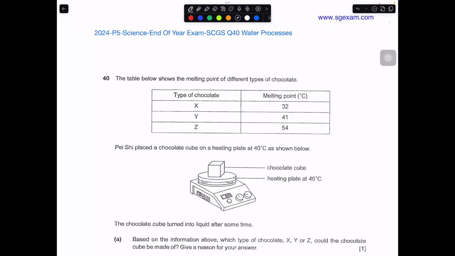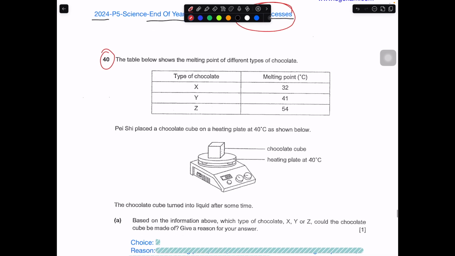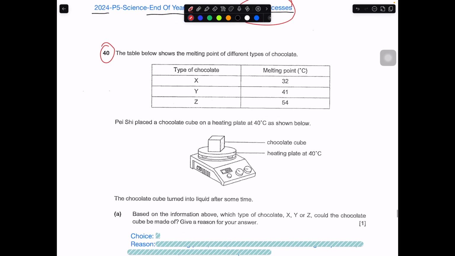So today we'll be going through 2024 P5 Science end of year Singapore Chinese Girls School question number 40. This question is on water processes, specifically on melting and freezing. The table shows the melting point of 3 different chocolates, X, Y, Z. The melting points are very different.